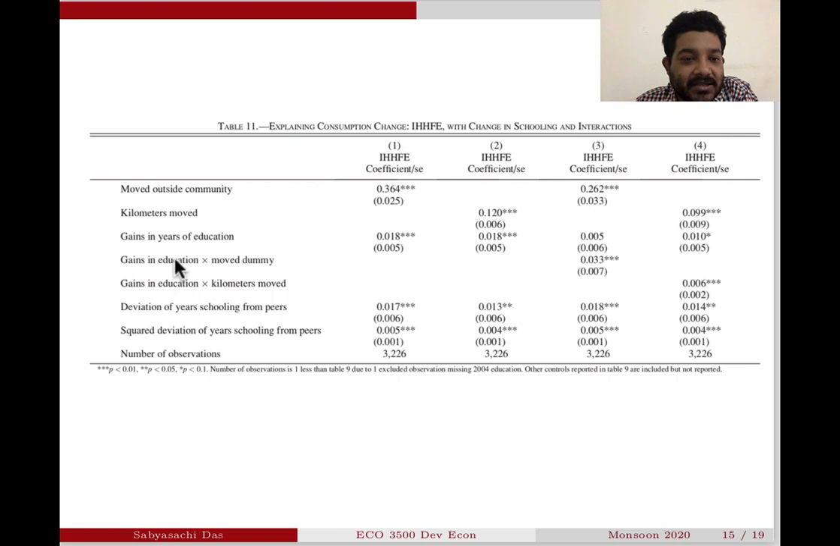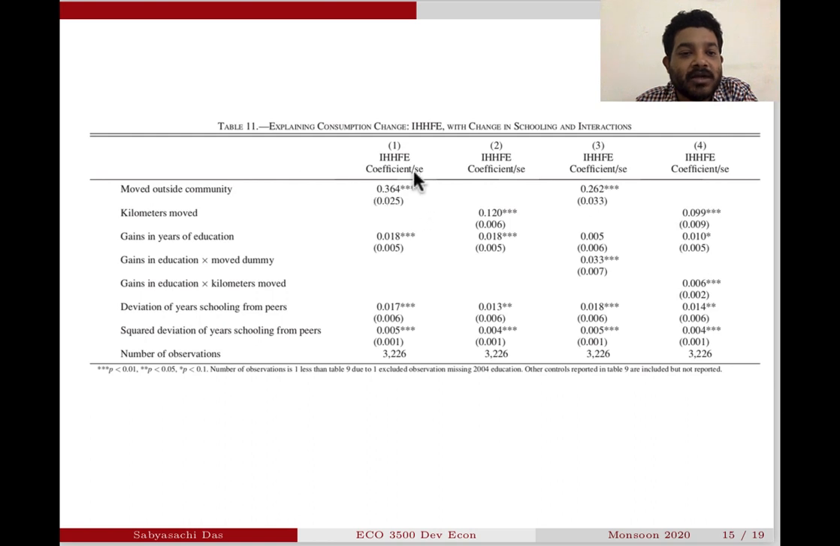But then they interact this with whether you're moved or not, and what they find is that is also positive. So basically, most of this positive effect is driven by the fact that they have moved. But even if you interact with the movement dummy, even then the main dummy remains positive and significant. What that means is that even those who did not gain, so the interpretation of this coefficient is different in column 1 versus column 3.